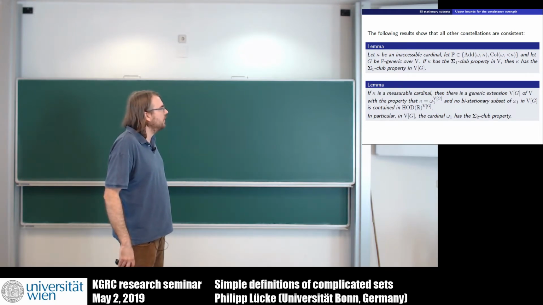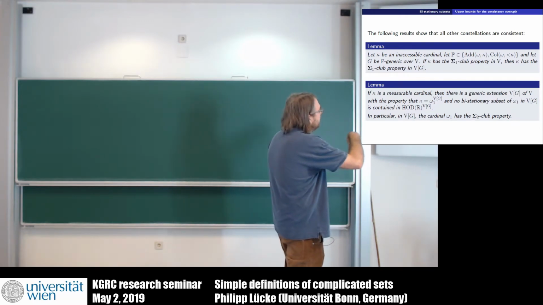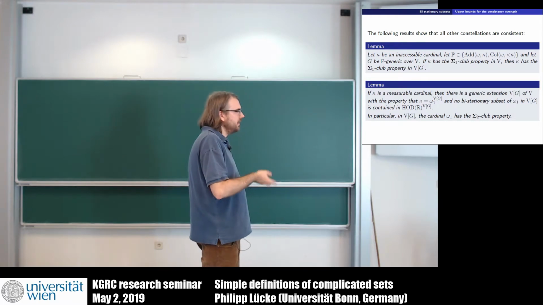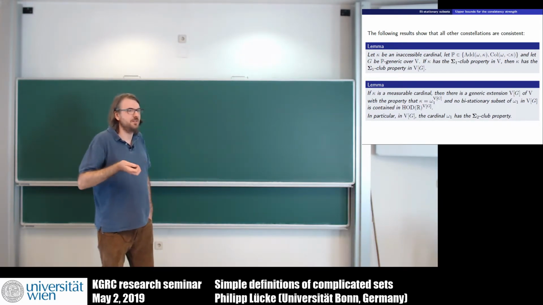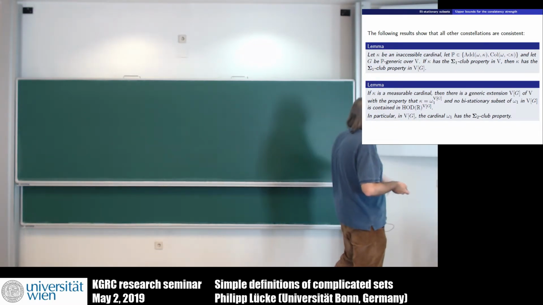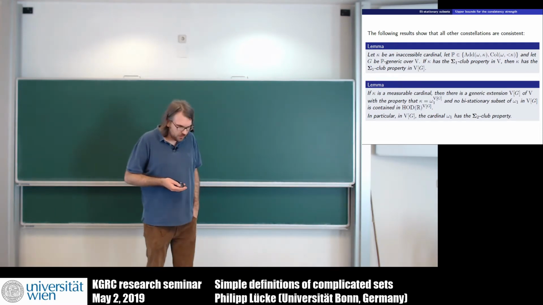Okay, so these are upper bounds for the consistency strength of these club properties. This in particular tells us that the sigma 1 club property can hold at omega 1, it can hold at weakly inaccessibles that are not strongly inaccessible, and it can hold at strongly inaccessibles. And the sigma 2 club property can hold at omega 1, and that's the only possibility there.